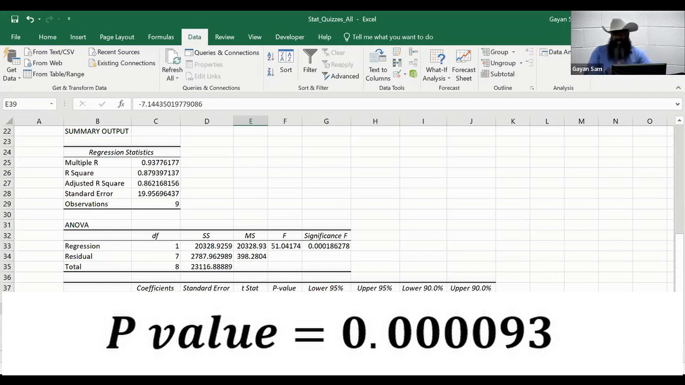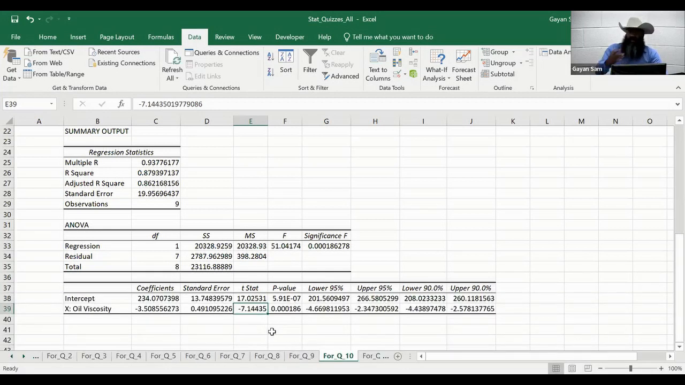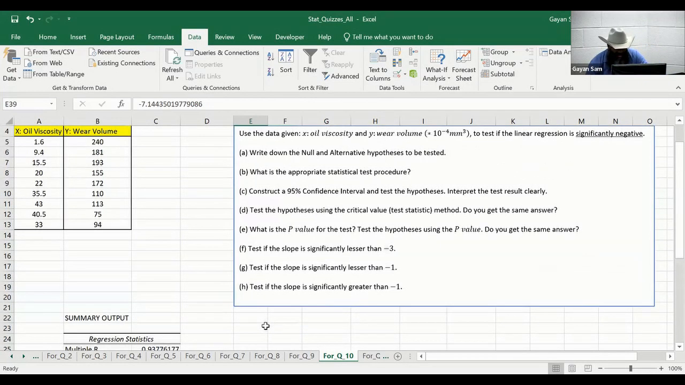Since the p-value is lesser than 0.05, which is our alpha, we reject our null hypothesis. So once again, we obtain the same conclusion. We have statistical evidence with 95% probability to conclude that the slope is significantly negative. Let's go to the next part.